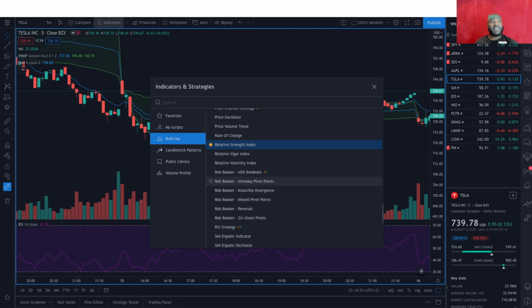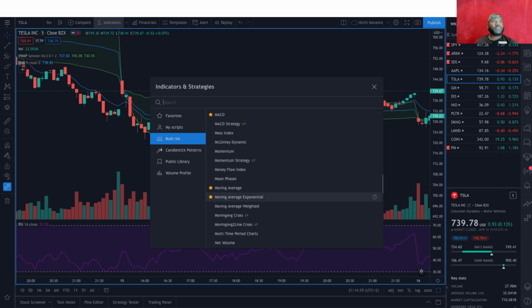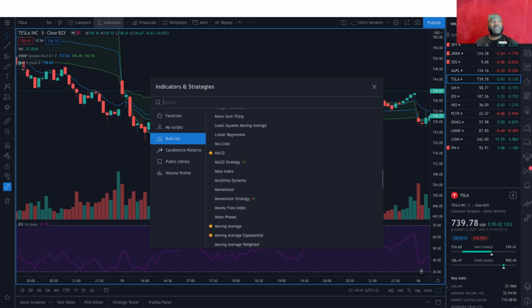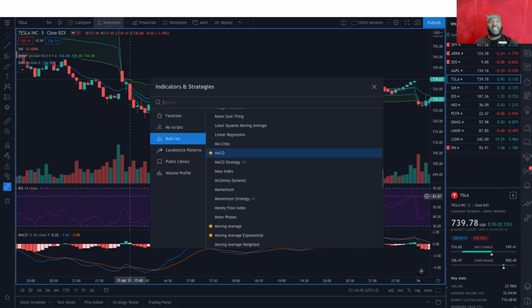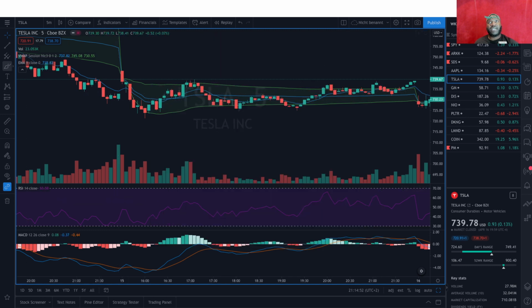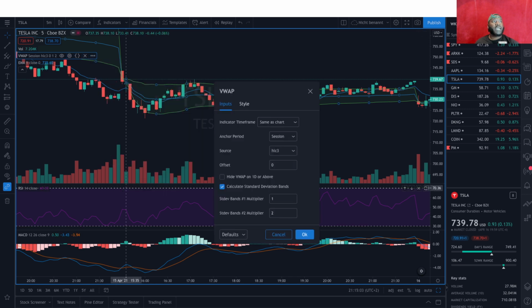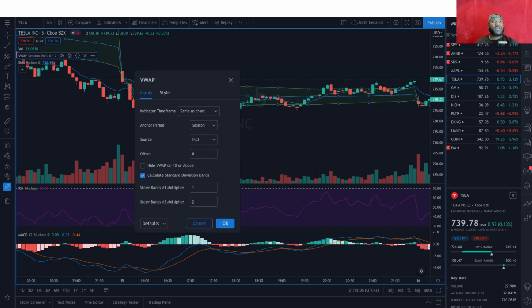And now we need the MACD, right? So we go to MACD. And we have the MACD here, okay? So now I've added these indicators. And now we have to set some of these indicators. So let's go to the VWAP. You see this small sign here. Oops, I don't know why I can't set it. Settings. Okay, now I have the settings here.